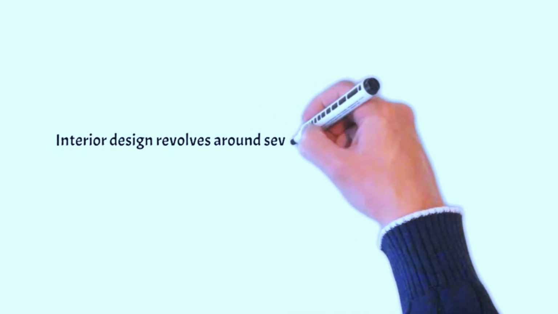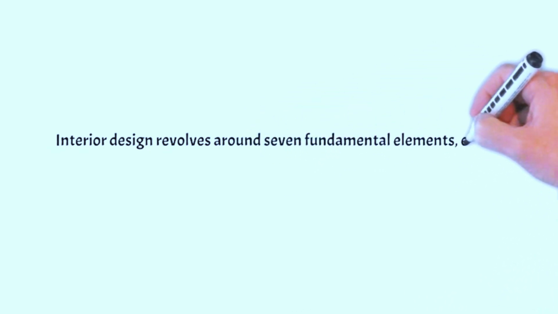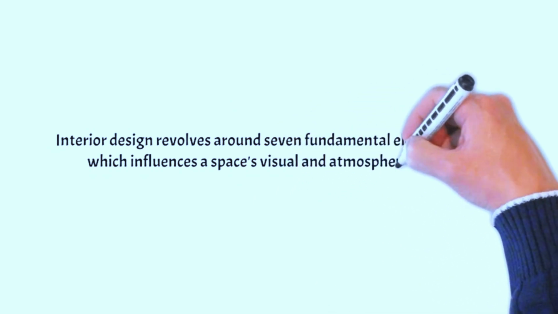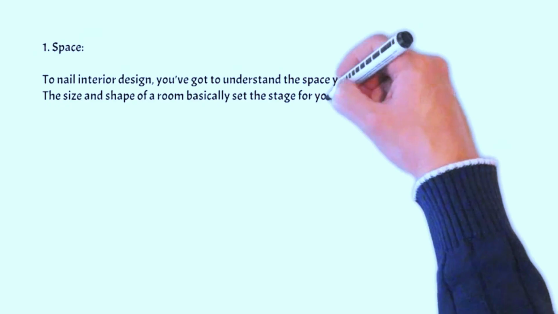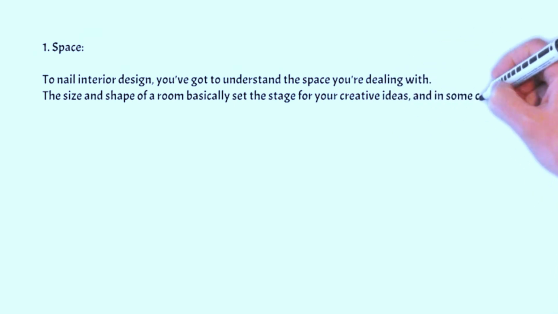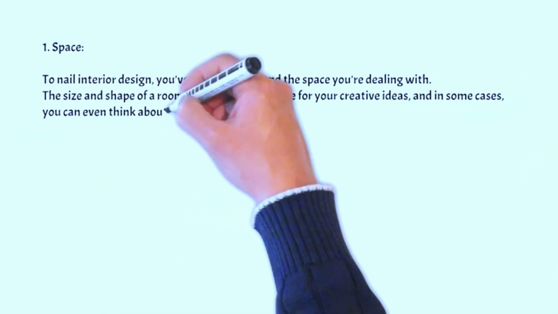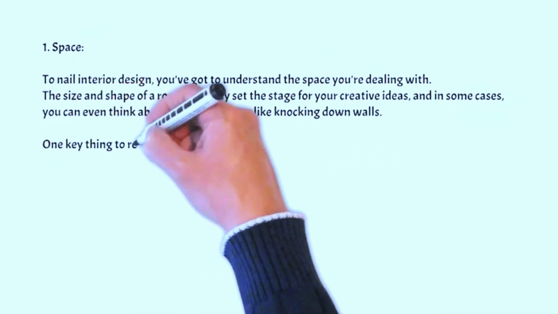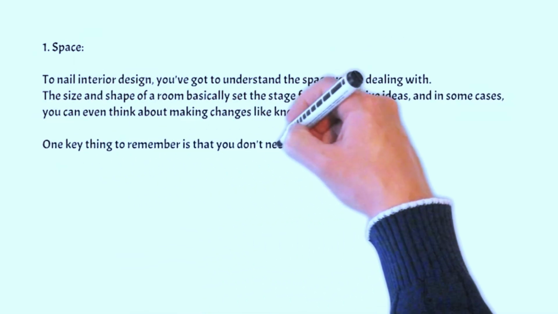Interior design revolves around 7 fundamental elements, each of which influences a space's visual and atmospheric qualities. Number 1, space. To nail interior design, you have got to understand the space you are dealing with. The size of a room basically sets the stage for your creative ideas. And in some cases, you can even think about making changes like knocking down walls.